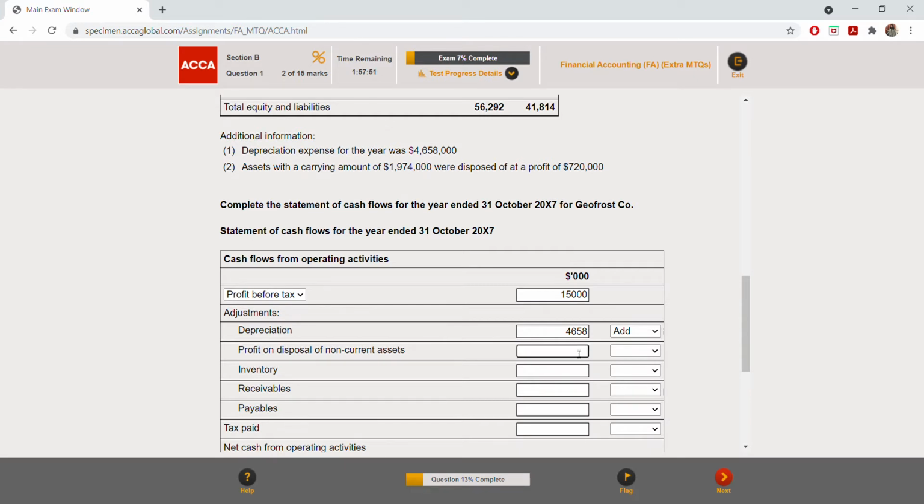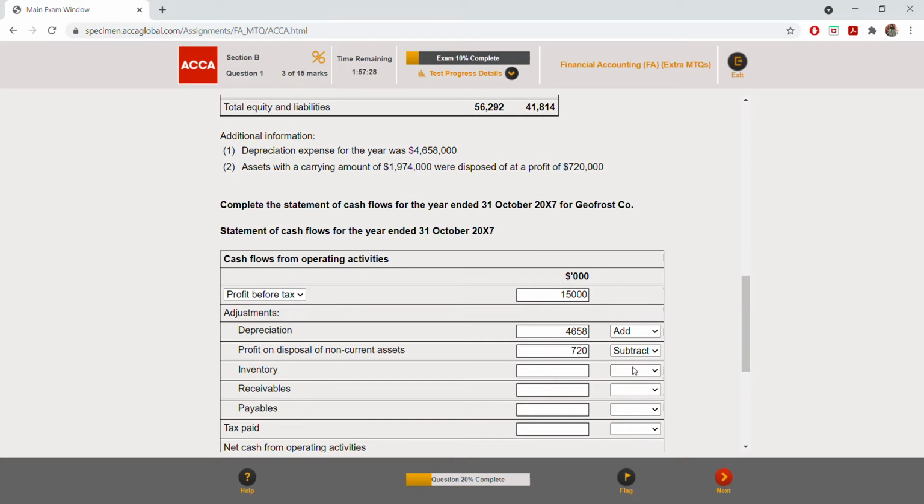Next, profit on disposal of non-current asset. Profit needs to be subtracted, because profit was added before when we were taking profit. Now we are converting the profit to cash flow. How much is the profit? It was disposed at a profit of 720, so 720.